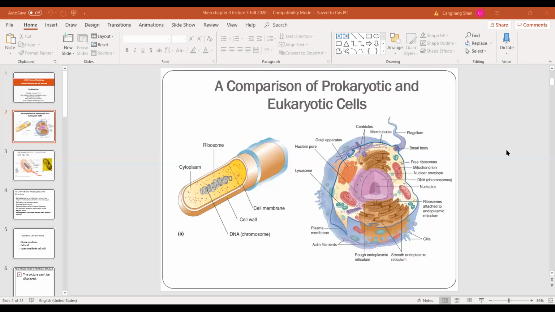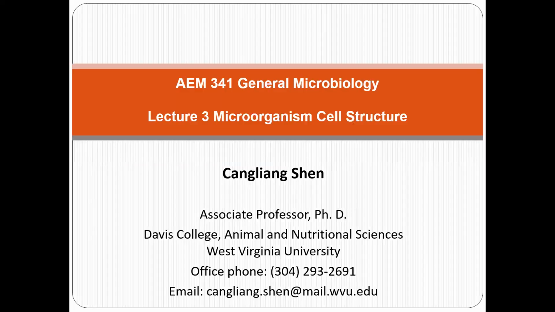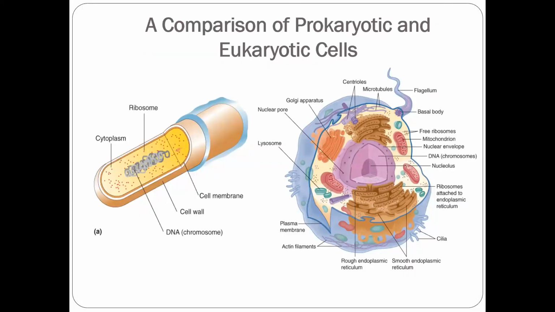Okay, so in lecture 2, we will be talking about microorganism cell structure. First, we will do a comparison of eukaryotic and prokaryotic cells. You can see the left side is prokaryotic cells and the right side is eukaryotic cells. So the first question is pretty simple: what's the major difference between those two?